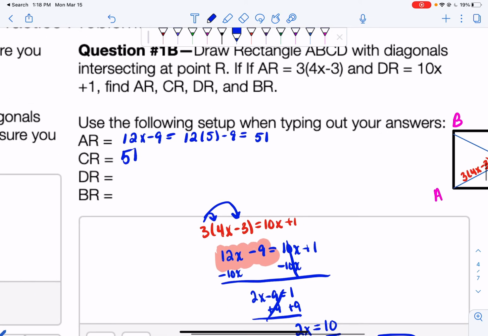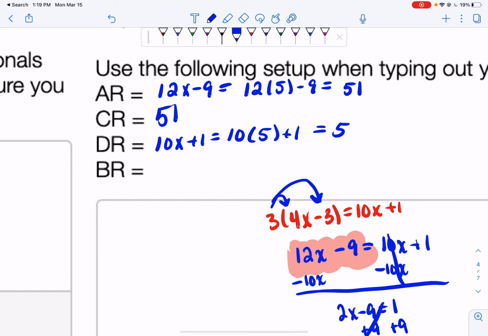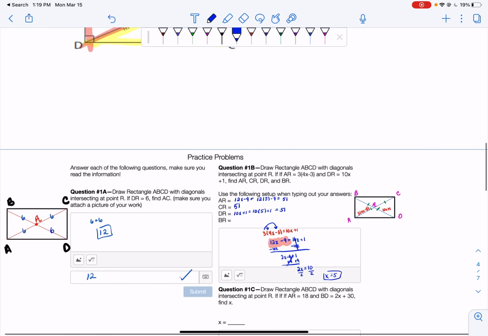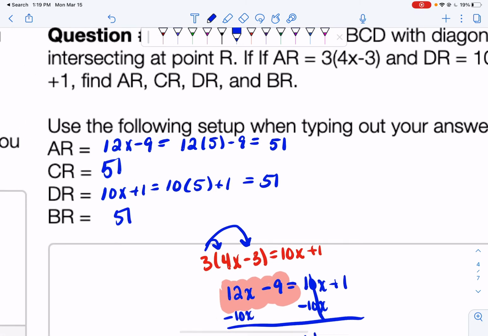DR, well, that's 10x plus 1, so we're just going to plug in 5 to 10x plus 1. 10 times 5 is 50. 50 plus 1 is 51. And then if you look, BR is also congruent to DR, which is also 51. So remember, we didn't even have to really do computations because we knew everything on the inside was going to be 51.